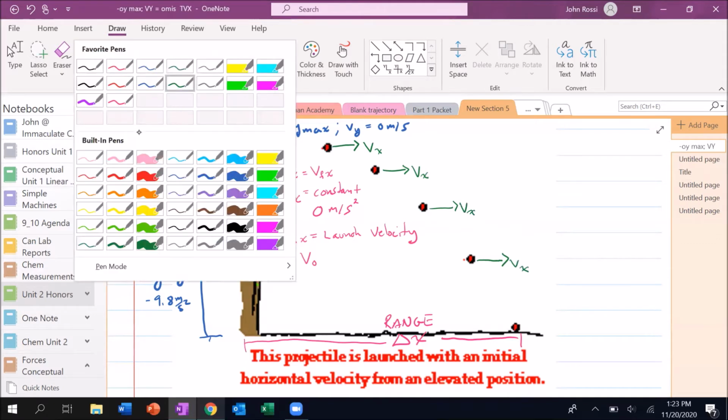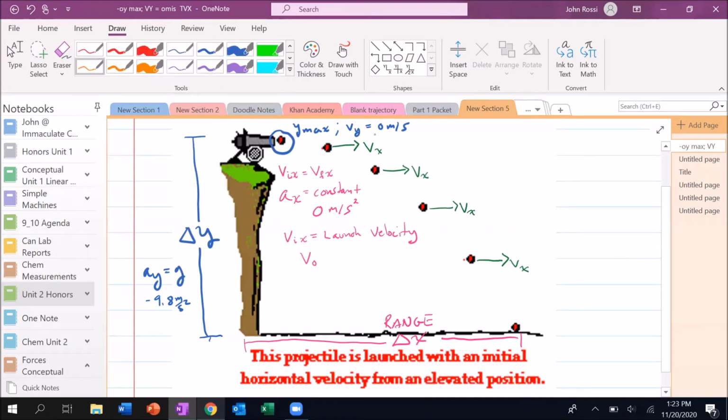And if we were to draw, let's get a different color here, velocity in the y, it might start out with very little velocity, but as it goes down, that velocity in the y increases, until it hits the ground here, where it's going to land and stop.